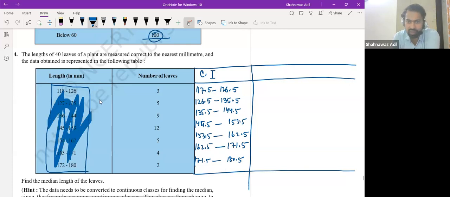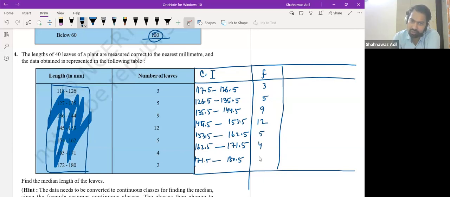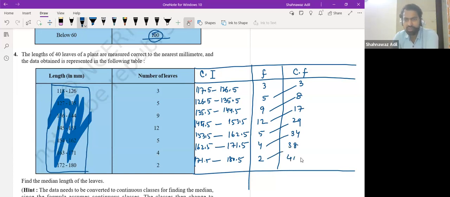So now we will forget about this one, right? And then we have these frequencies, the number of leaves: 3, 5, 9, 12, 5, 4, and 2. First we have to write the cumulative frequency. This would be 3 and then 8 and then 17 and then 29, then 34, then 38 and then 40. So this is the cumulative frequency.